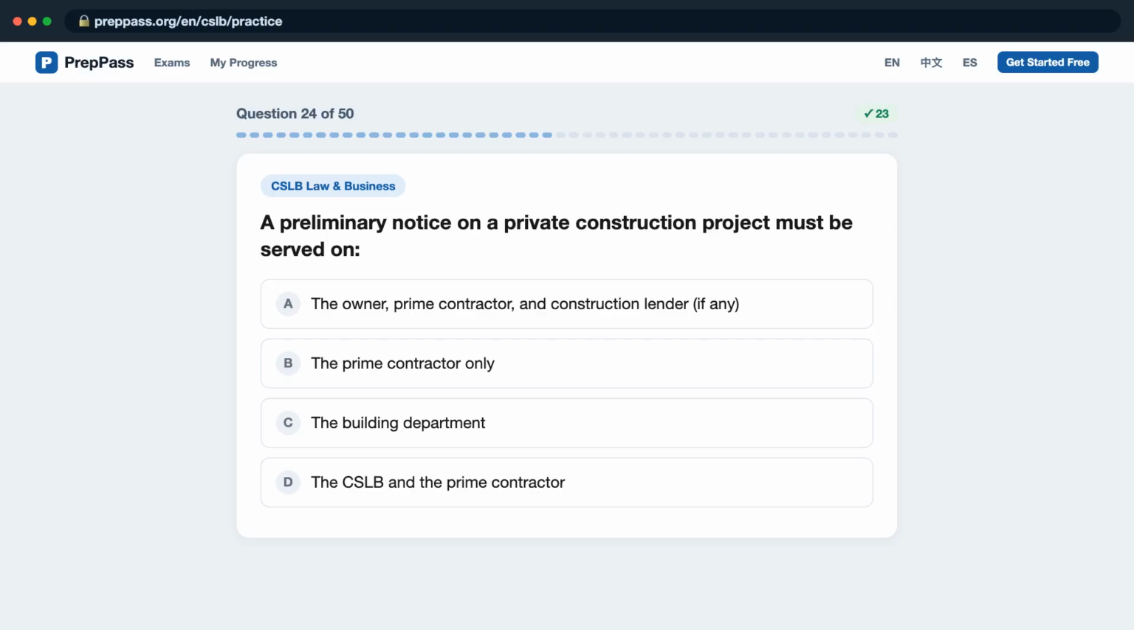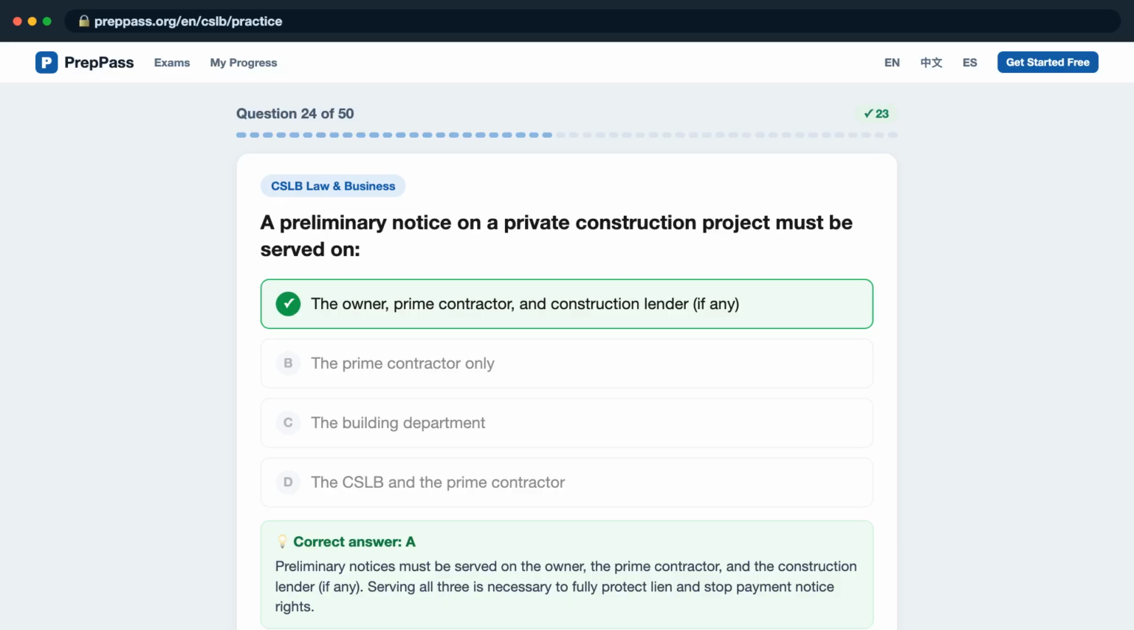Question 24. A preliminary notice on a private construction project must be served on, is it A, the owner, prime contractor, and construction lender, if any? B, the prime contractor only? C, the building department? D, the CSLB and the prime contractor? The correct answer is A. Preliminary notices must be served on the owner, the prime contractor, and the construction lender, if any. Serving all three is necessary to fully protect lien and stop payment notice rights.